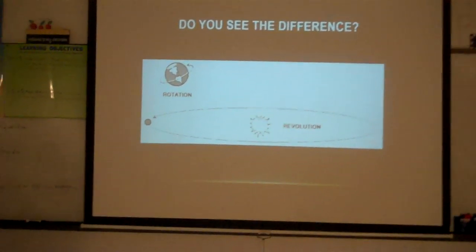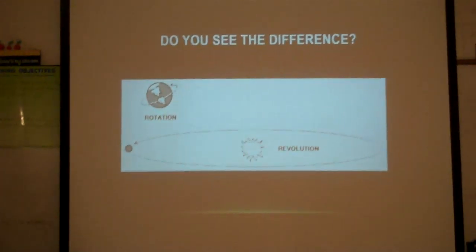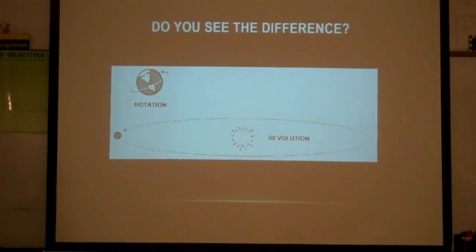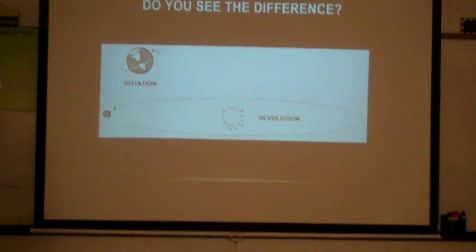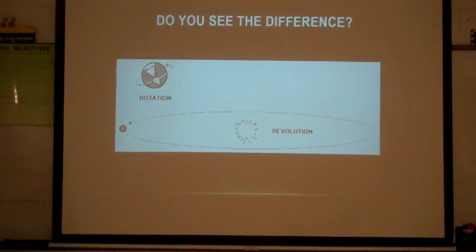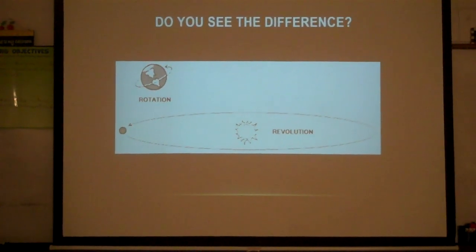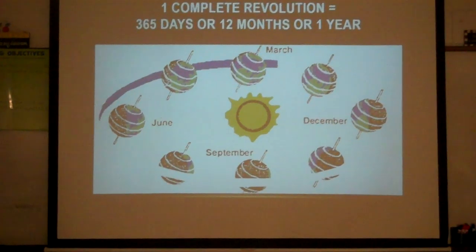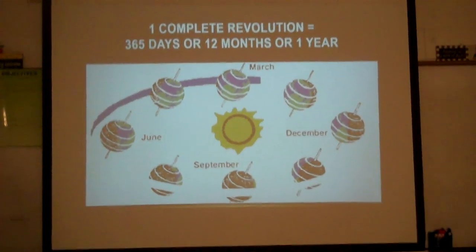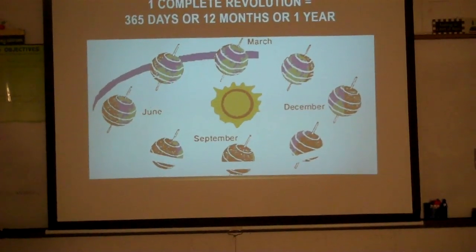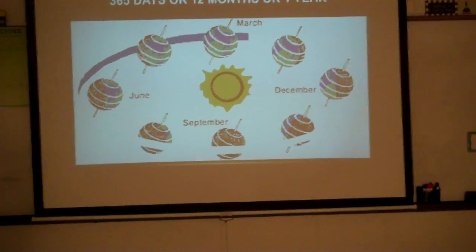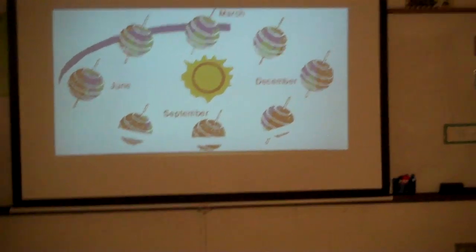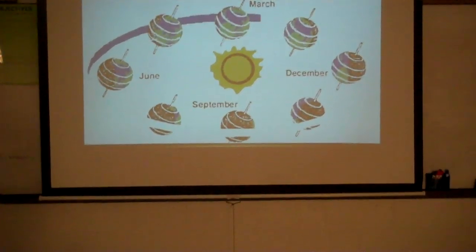All right, let's see if you can see the difference. We have rotation. You're spinning on your axis in one spot. Revolution, you're going around the sun. All right, one complete revolution is the same as 365 days or 12 months, which is the same thing as 1 year.